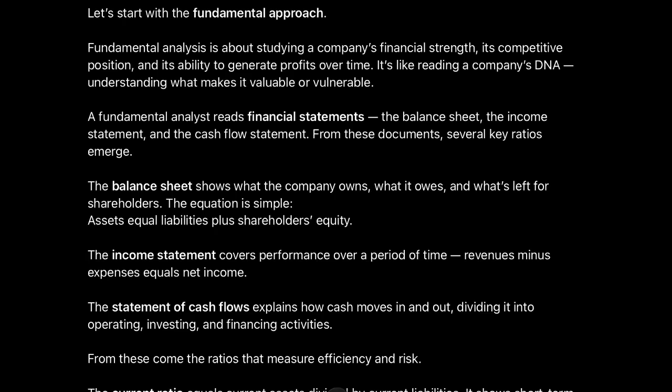The balance sheet shows what the company owns, what it owes, and what's left for shareholders. The equation is simple: assets equal liabilities plus shareholders' equity. The income statement covers performance over a period of time. Revenues minus expenses equals net income. The statement of cash flows explains how cash moves in and out, dividing it into operating, investing, and financing activities.